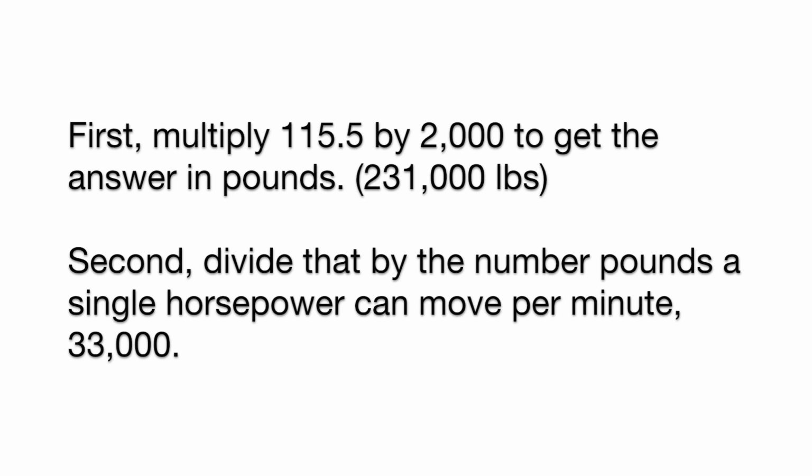First, we multiply the number of tons by 2,000 pounds. This will give us the weight of the truck in pounds. Once we have that, we divide by 1 horsepower, or rather the work that can be accomplished by 1 horsepower, which is 33,000 foot-pounds per minute. So, having done that, we have 7.